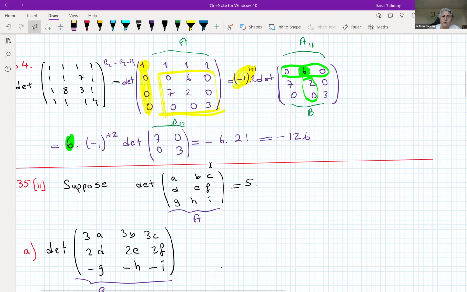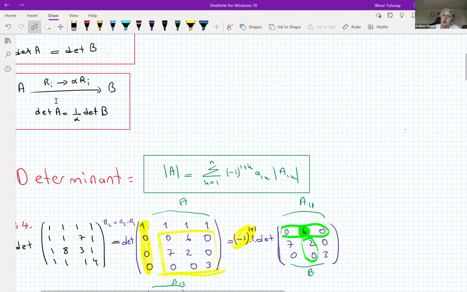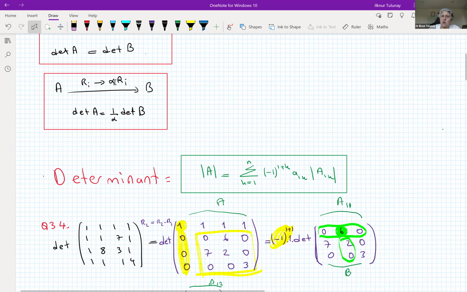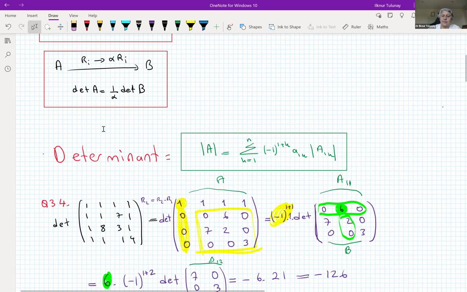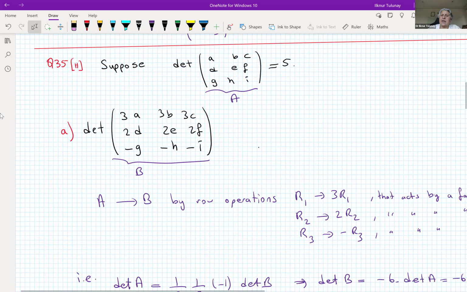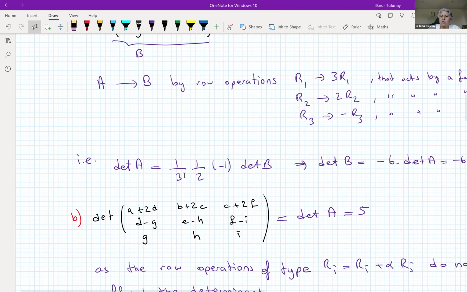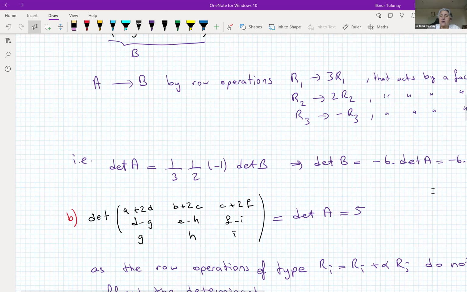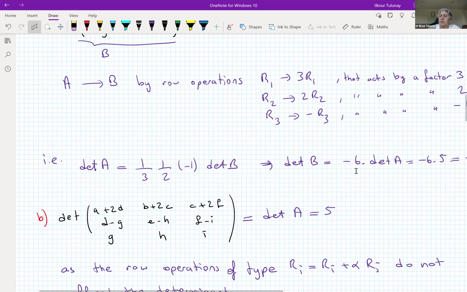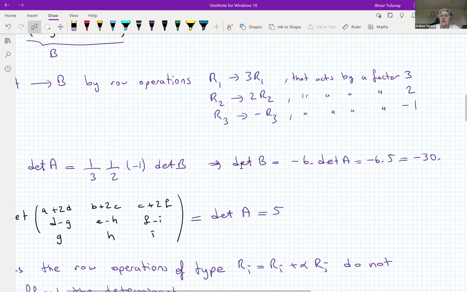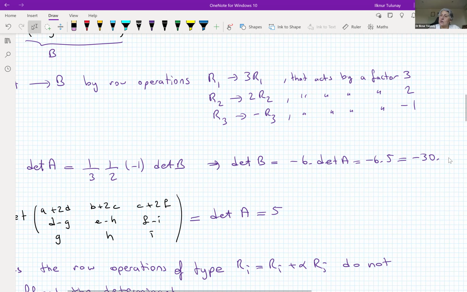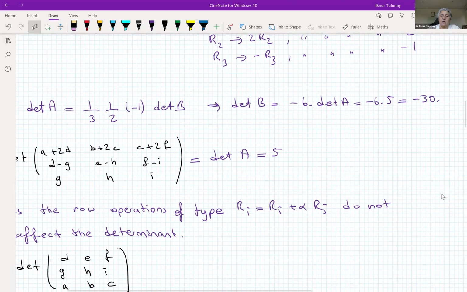Let's have a look at what the formula is. If we are moving from A to B by multiplication by alpha, the determinant is affected by 1 over alpha. So we can say determinant A is equal to 1 over 3, 1 over 2, 1 over -1 times the determinant of B, or you can write the determinant of B is -6 times the determinant of A. The determinant of A is given as 5, so the determinant of B is -30. It's pretty straightforward. Let's exercise a bit more.